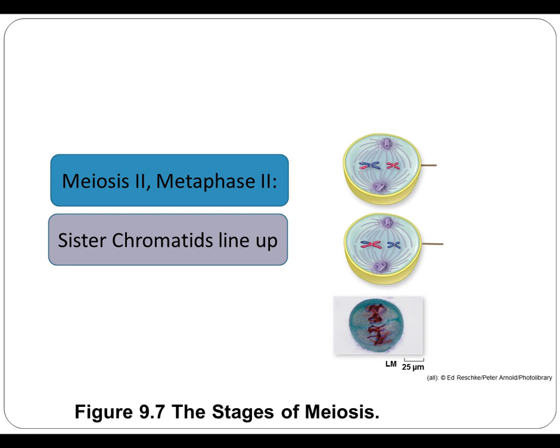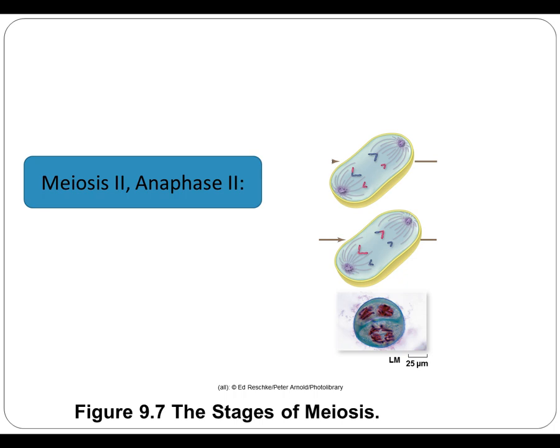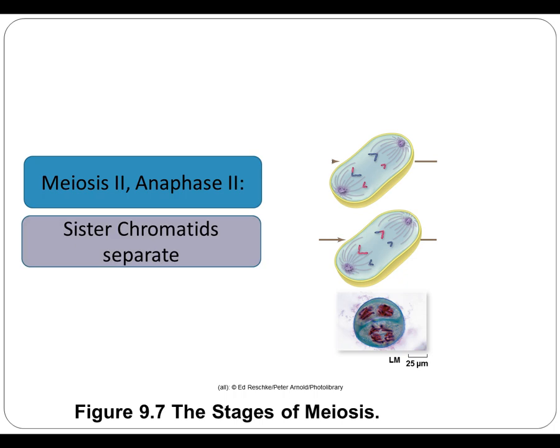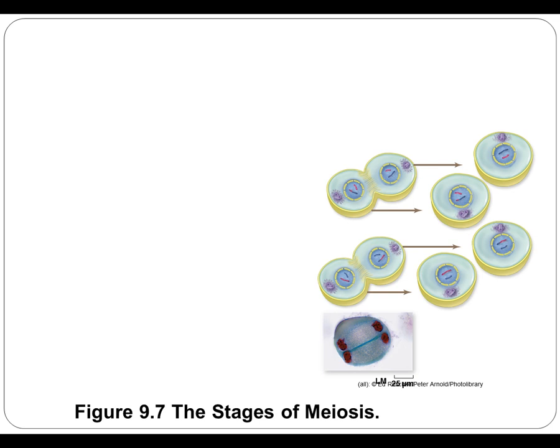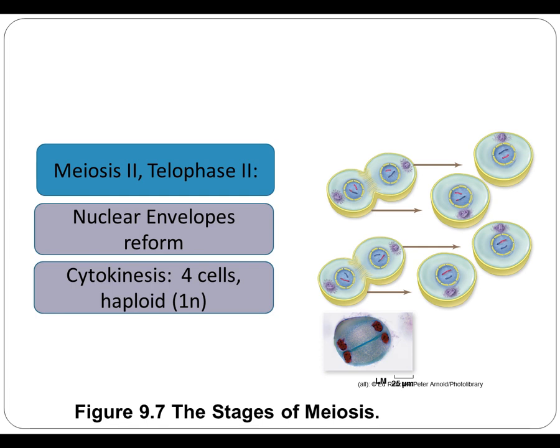The cell will then enter into which phase? Anaphase. Where what is separated? Sister chromatids are actually physically separated from one another. The cell will then enter into which phase? Telophase. And what happens here? The nuclear envelope will begin to reform. And then the cells will go into cytokinesis. Two cells undergo cytokinesis.